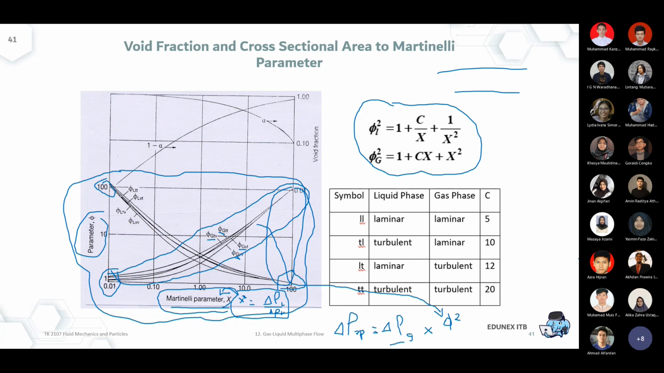Let me change the color. Let's say in the most extreme part you get the x as 100. Then you plot into this line. This is my intersection. So now I get that my phi modulus is 100.